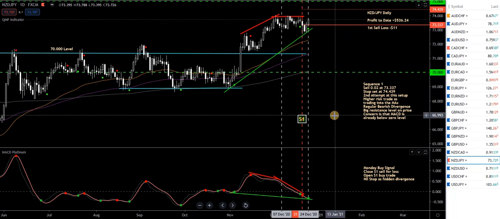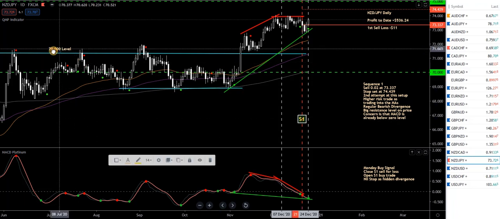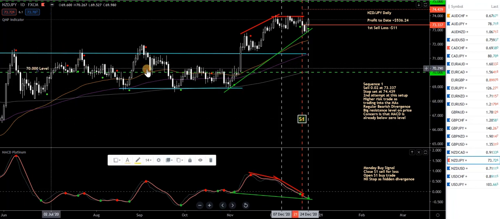Made a few dollars on it, so it's a slow moving pair, but it's generally all right. All right, let's move that down to the 70 level because that's where it is in there.